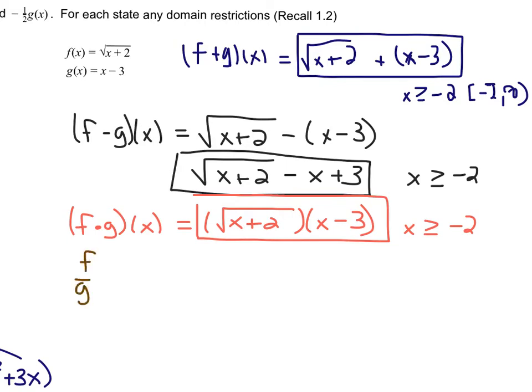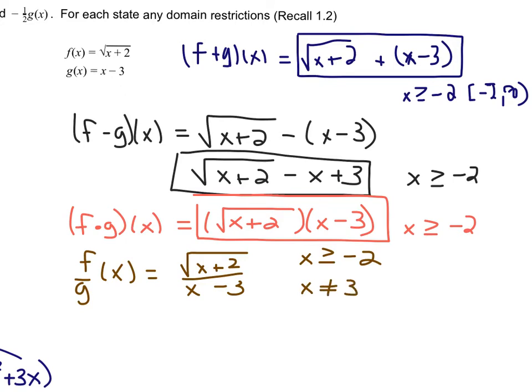So let's look at the quotient. Let's look at the division. So if I do f divided by g of x, we have square root of x plus 2 divided by x minus 3. Nothing very interesting about that, but the domain is actually very interesting because the square root says it has to be greater than or equal to -2, but then the denominator, x minus 3, x can't be equal to 3. So our domain ends up being all numbers greater than or equal to -2 except 3. So interval notation-wise, that'd be -2 to 3, parenthesis, union 3 to infinity.